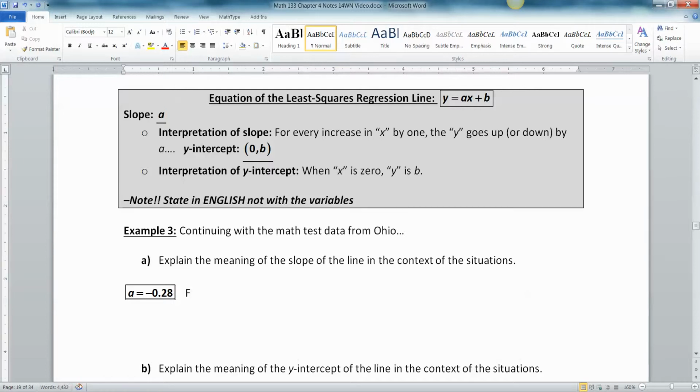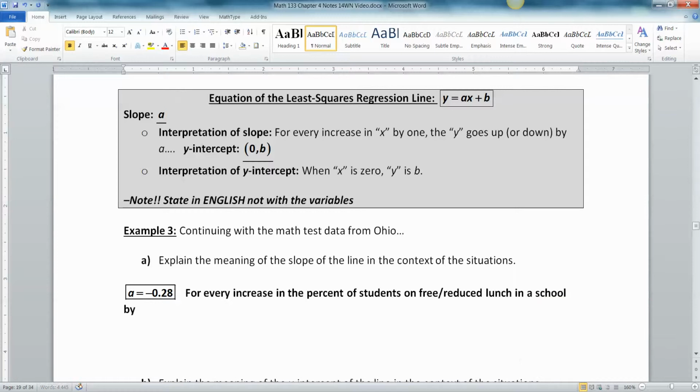All right, so for every increase in, now we got to explain what x is, the percent of students on free reduced lunch in a school by 1%.